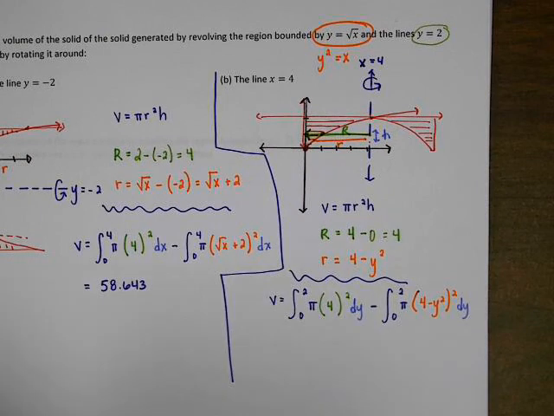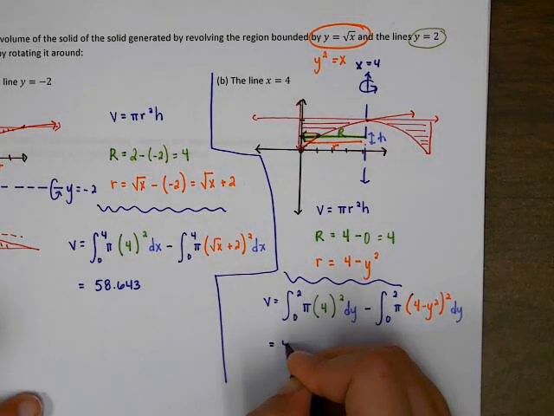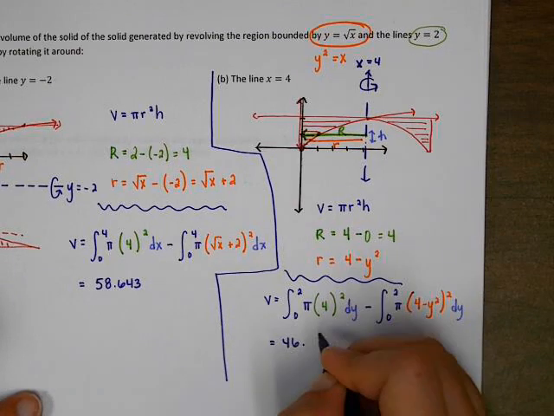I'm going to go ahead and type this in. Math option 9, 0 to 2, pi times my little r squared, minus math option 9, 0 to 2, pi times, and I get 46.914.